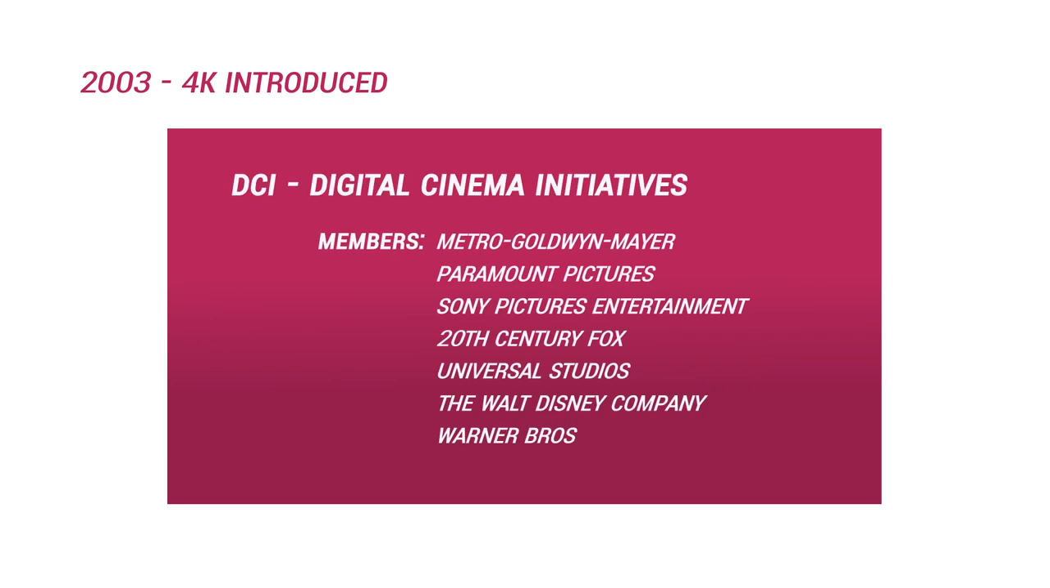When 4K sensors first became commercially available in 2003, the Digital Cinema Initiatives, a joint collaboration of major motion picture studios, defined a standard for the new resolution as 4096 by 2160, which is the 256 by 135 aspect ratio, also referred to as 1.9 to 1.